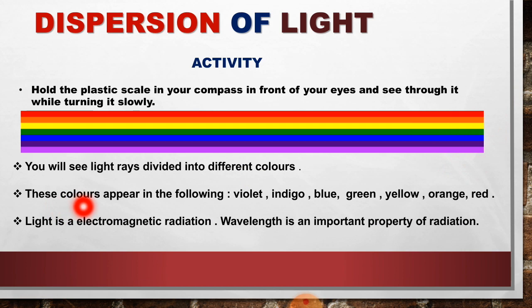Then, light is an electromagnetic radiation. What is electromagnetic radiation? It is a kind of radiation which includes different waves like radio waves, gamma rays, X rays, in which electric and magnetic fields vary simultaneously. Then wavelength is an important property of radiation. What is wavelength? You have learned this in your last standard: wavelength means the length of the wave, like a sound wave, and it is denoted as lambda.